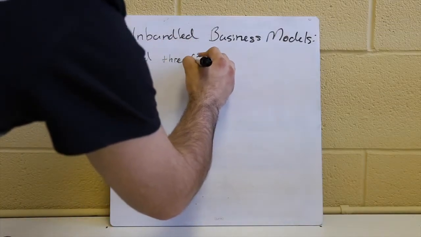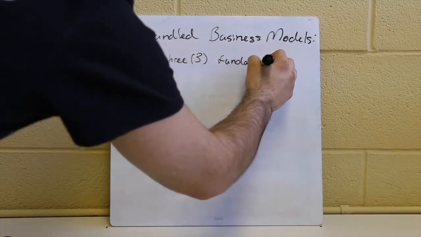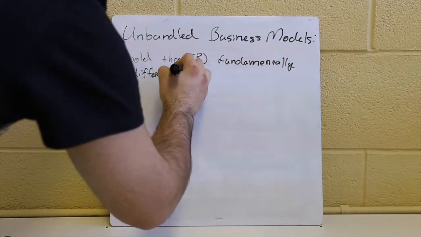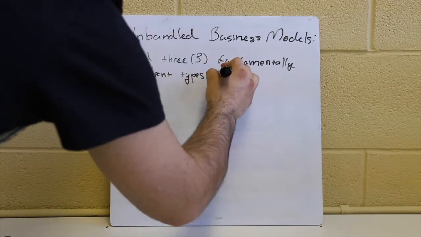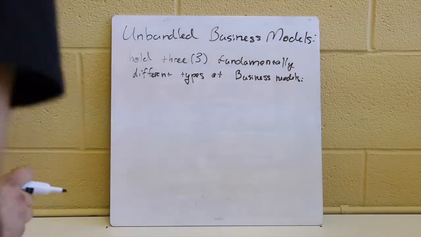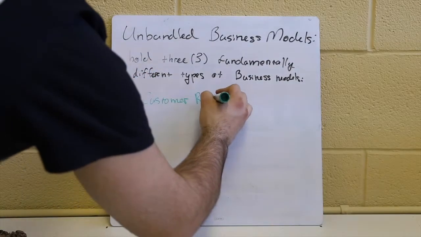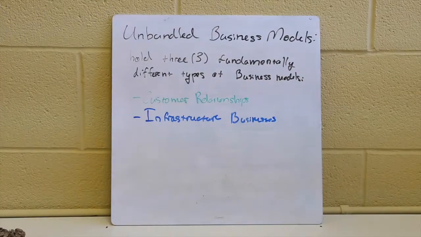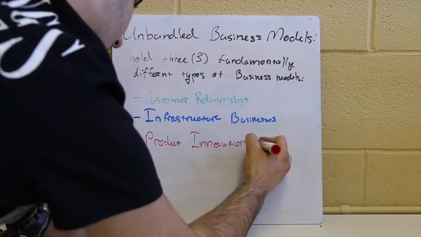The next portion of the Business Model Generation book focuses on patterns and business models. The first pattern that we analyze is the unbundled business models. The definition that we see in the textbook is that unbundled business models simply hold 3 fundamentally different types of businesses. These 3 fundamentally different types of business models are customer relationships, infrastructure businesses, and product innovation businesses.